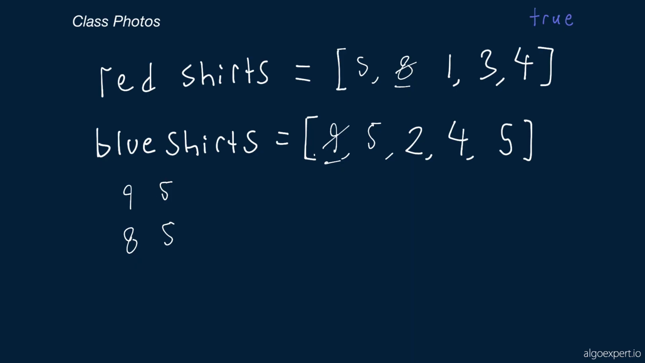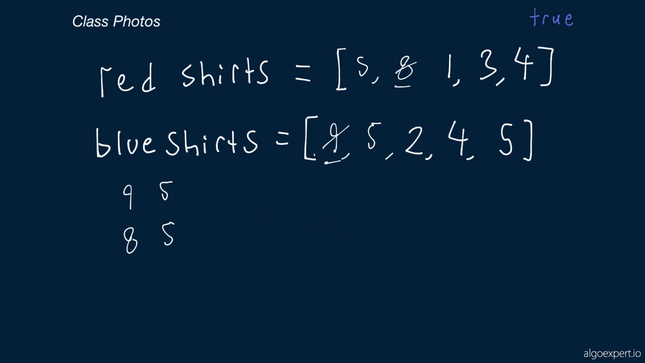So what that tells us is there's actually no way to take this photo, and we just go ahead and return false. Because if the second tallest student in our red shirts is 5, and there's no student that's taller than that in our blue shirts, and blue shirts must be placed in the back because it has the tallest student, then there's no way to take this photo. So again, we just return false because it's impossible to do that. So that is the entire solution. That's all we need to do.